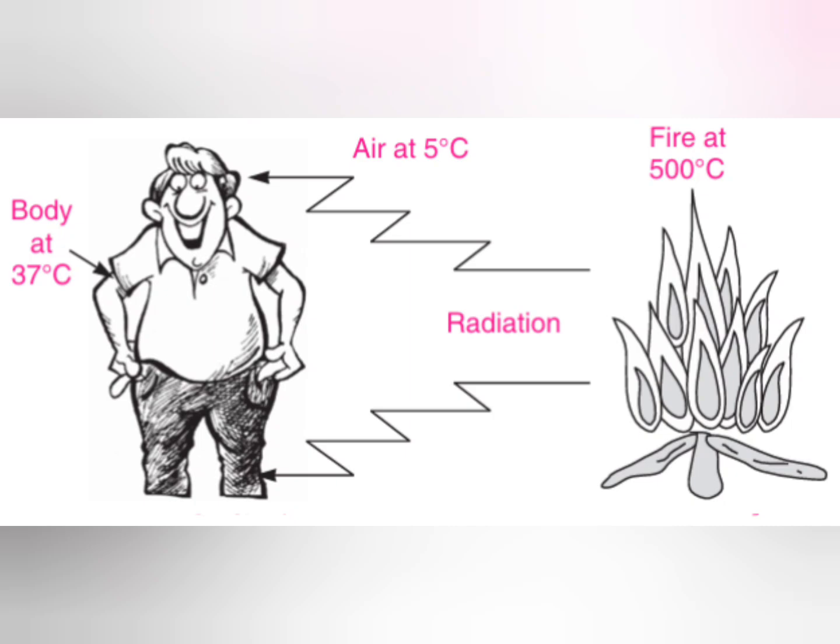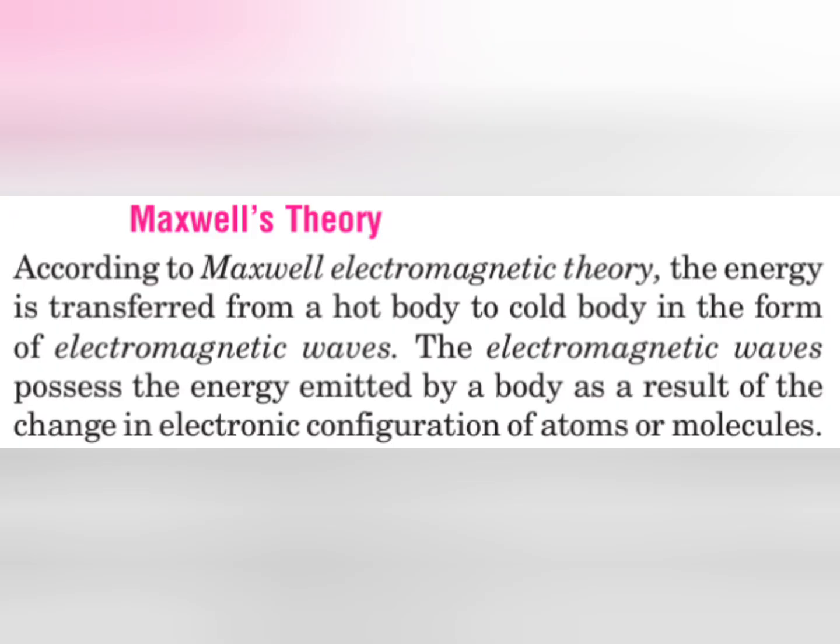Next, the theory. The basic theory of thermal radiation starts with Maxwell's theory. According to Maxwell's electromagnetic theory, energy is transferred from a hot body to a cold body in the form of electromagnetic waves. We already said that radiation can occur. According to Maxwell's theory, it happens from a hot body towards the cold body in the form of waves, not simple waves, but electromagnetic waves.